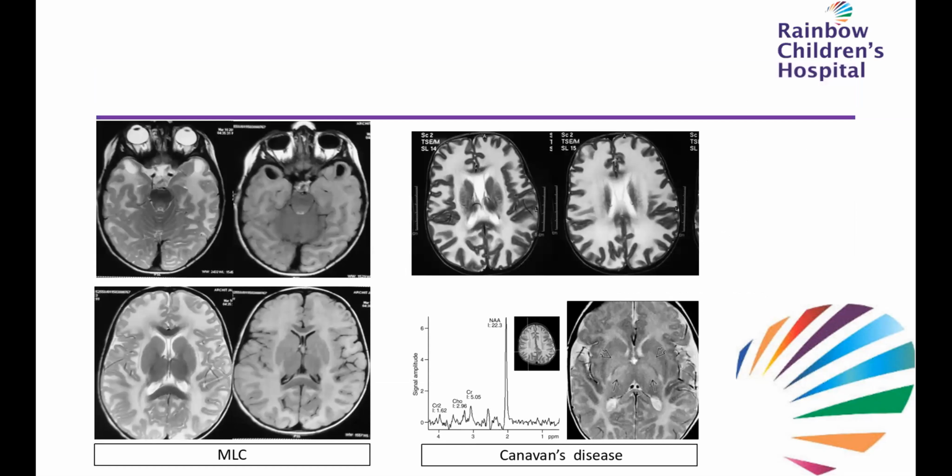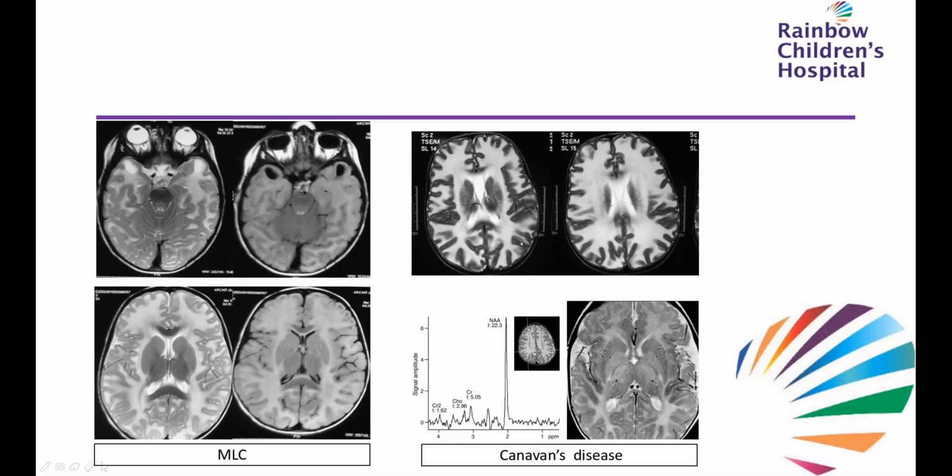So if you look at the imaging, this is a child who had MLC. If you look at the T2 images, we can see that anteriorly there is cyst formation in the temporal poles, which we can also see in the T1 images. In this image, we can see that in the T1 images, the subcortical white matter has started rarefying. So subcortical cyst formation is already there.